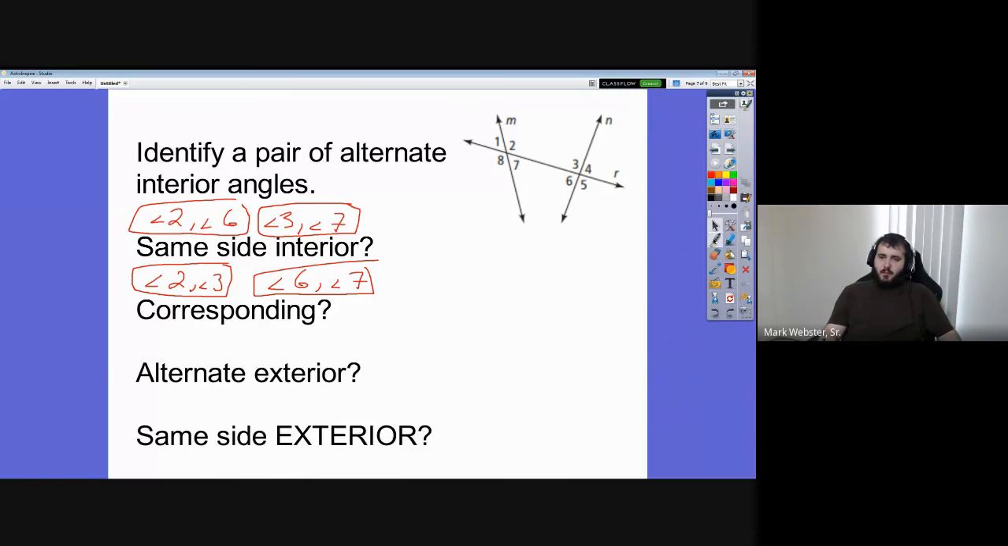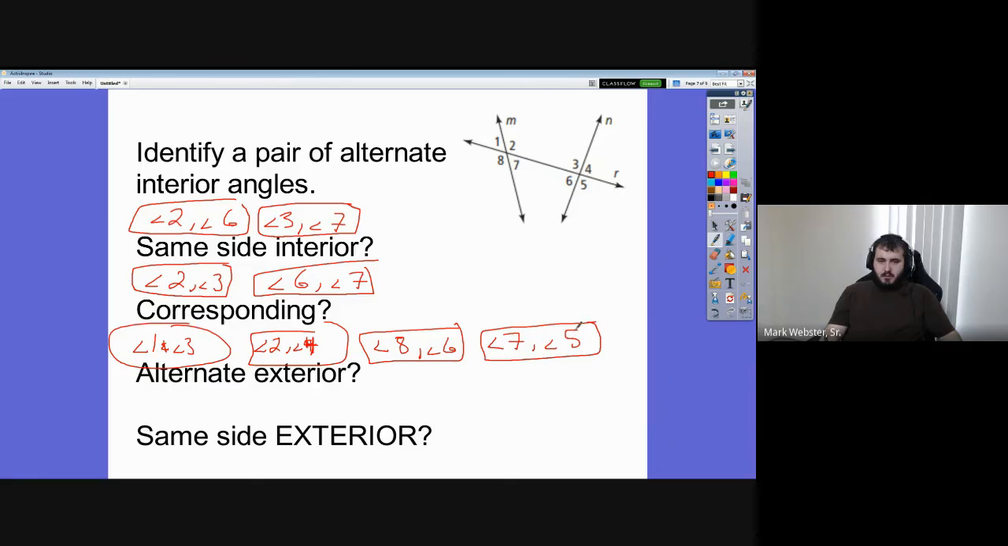Corresponding angles. Remember, we've got 4 pairs of corresponding angles because there's 4 pairs of angles. Top left, angle 1 and angle 3. Top right, angle 2 and angle 4. Bottom left, angle 8 and angle 6. Bottom right and bottom right, angle 7 and angle 5. Hey, great.